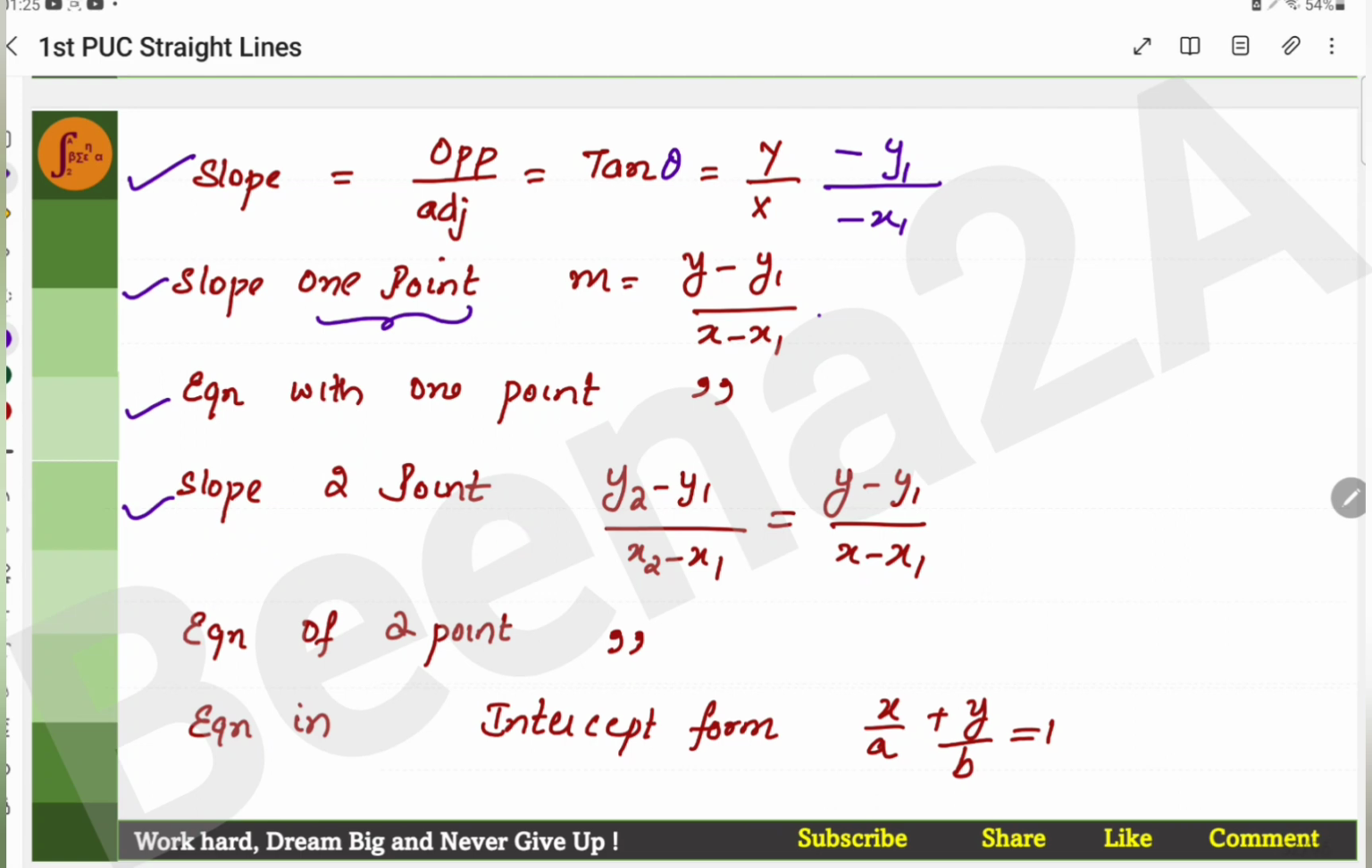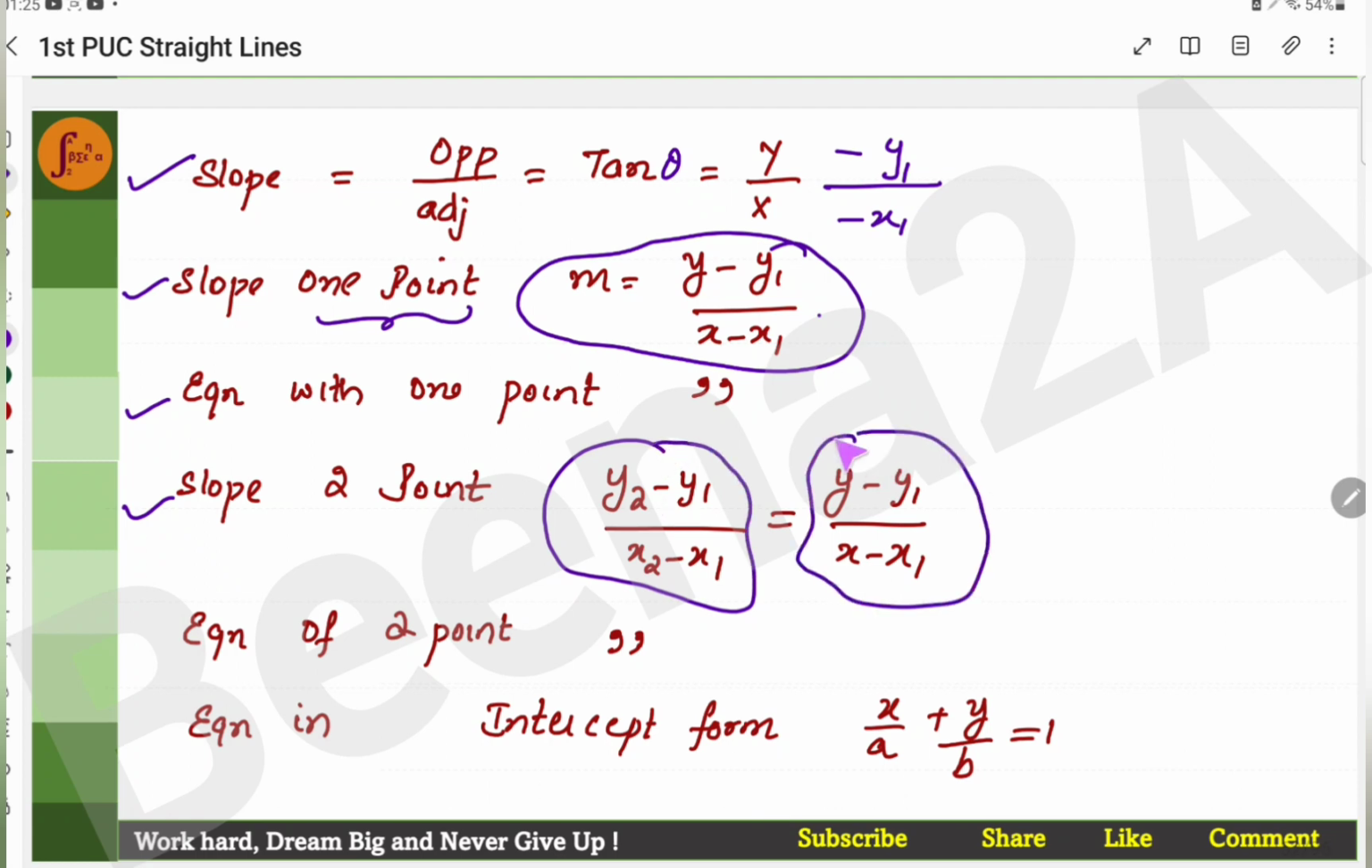Slope in 2-point form, right? Again, since it's 2 points, you have this one slope and then you have this one slope, right? Using 2 points and using 1 point. So basically same formula, y2 minus y1 by x2 minus x1 is equal to y minus y1 by x minus x1. Then the equation, same formula we'll use to get the equation. Then finally, we saw equation in intercept form. We used this 2-point formula and we substituted the intercepts a and b, and we finally got x by a plus y by b is equal to 1.